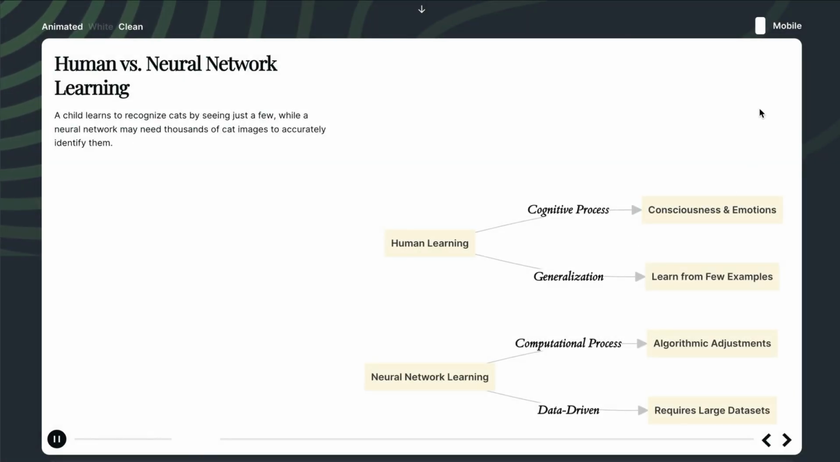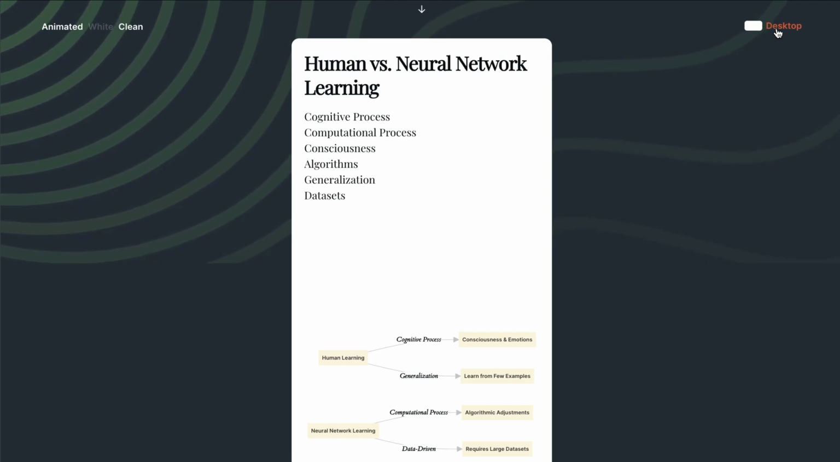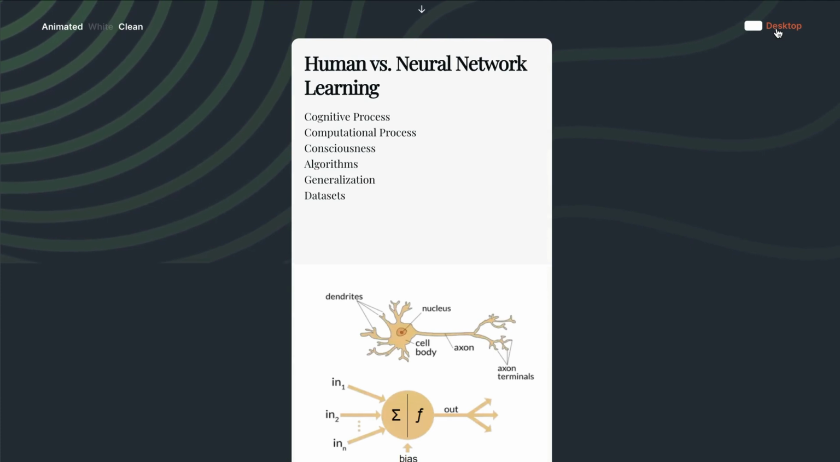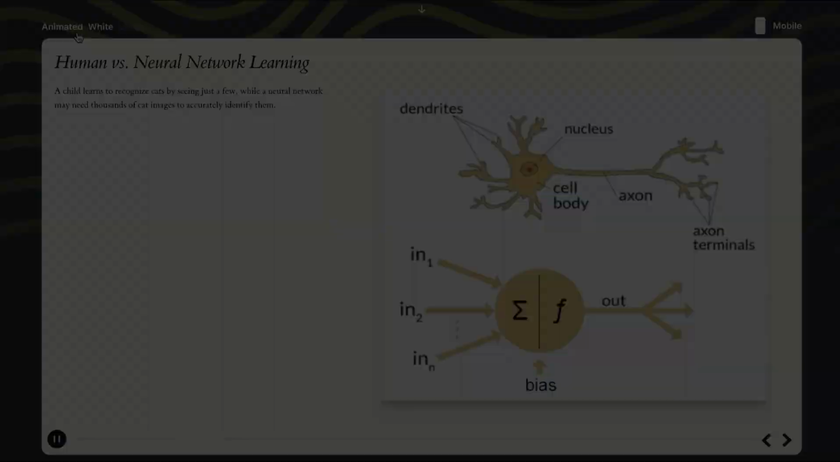Human learning is a cognitive process involving consciousness, emotions, and reasoning, while neural network learning is a computational process that involves adjusting weights through algorithms like backpropagation based on data input.